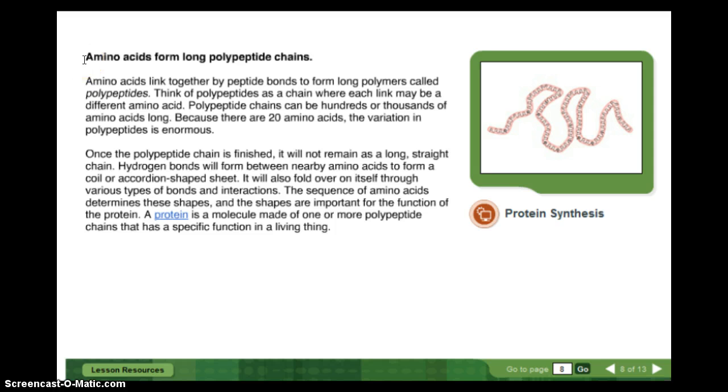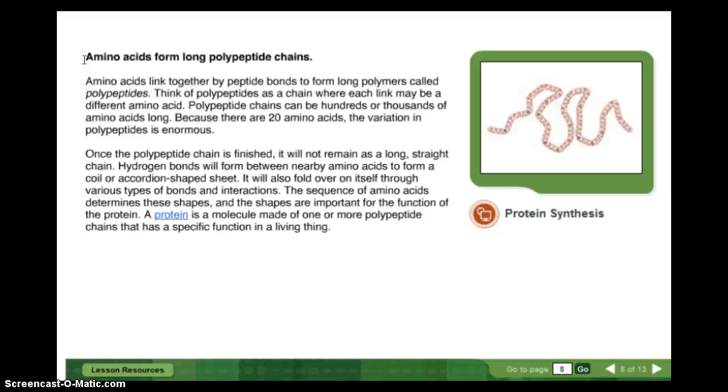Amino acids form long polypeptide chains. Amino acids link together by peptide bonds to form long polymers called polypeptides. Think of a polypeptide as a chain where each link may be a different amino acid. Polypeptide chains can be hundreds or thousands of amino acids long. Because there are 20 amino acids, the variation in polypeptides is enormous.